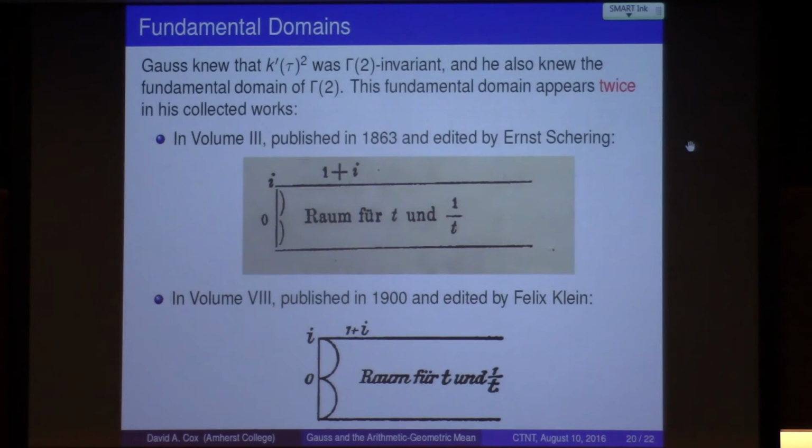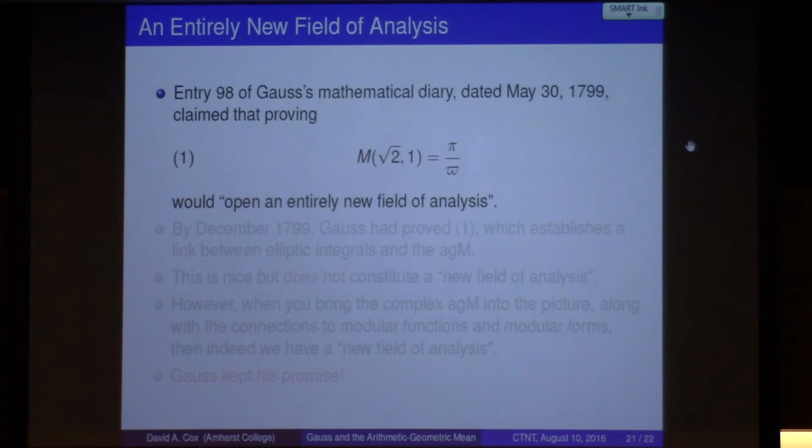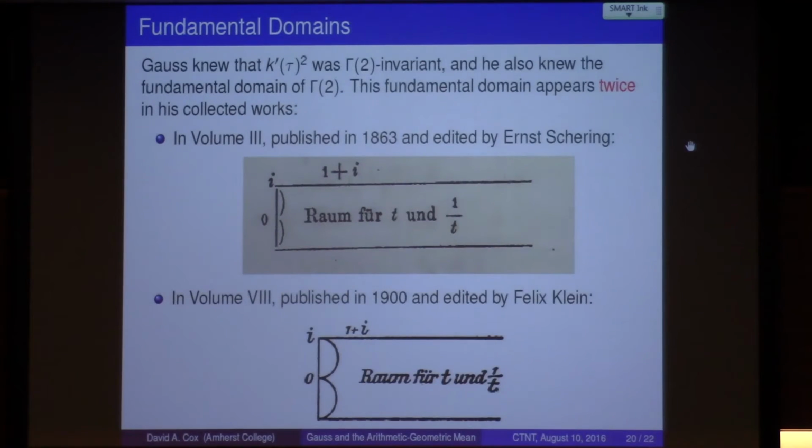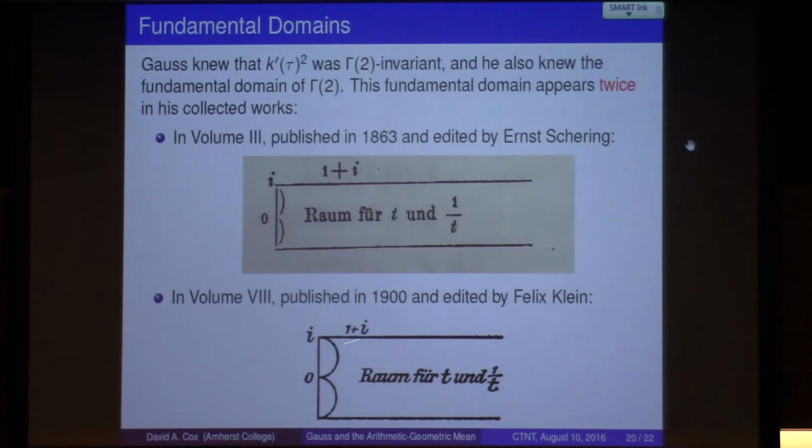And the point is, what's the 1 over t? Well, the point is that you also want that to be true. So this inequality right here gives you the top and the bottom, and then this one right here says that you have to be outside of these two semicircles. And so Gauss really knew the description of that fundamental domain. So that's very definitely there.